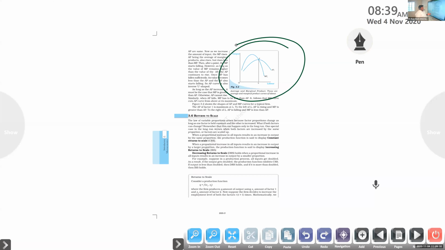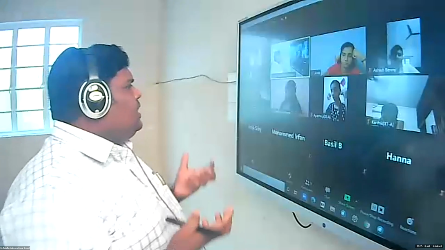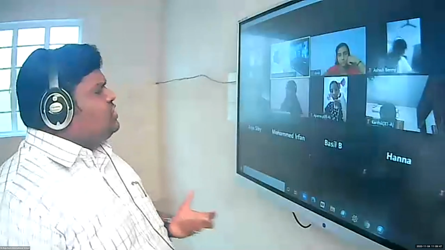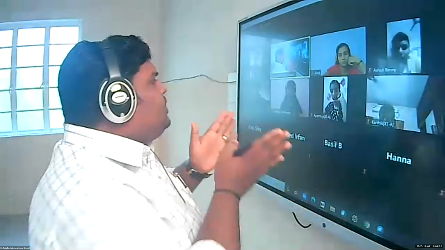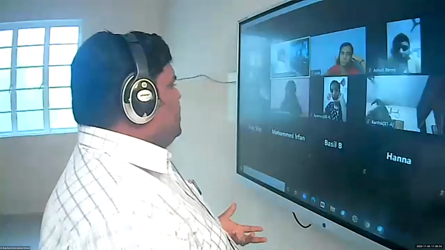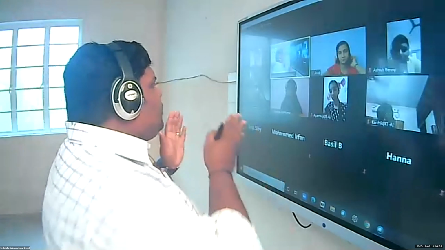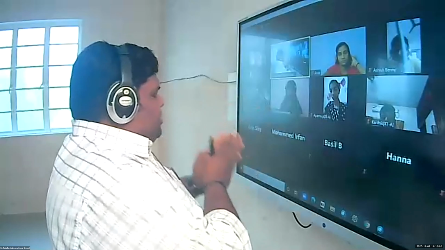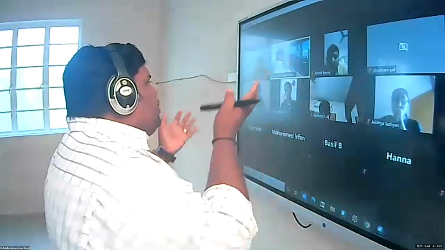Now, today our basic activity is to learn a new topic. It is 3.6, Returns to Scale. What do you mean by the term returns to scale? If you are using any input in the production, what are we expecting? We are always expecting an output related to the input we use. Clear or not? Whatever input we are using, we always expect an output related to the input we used.